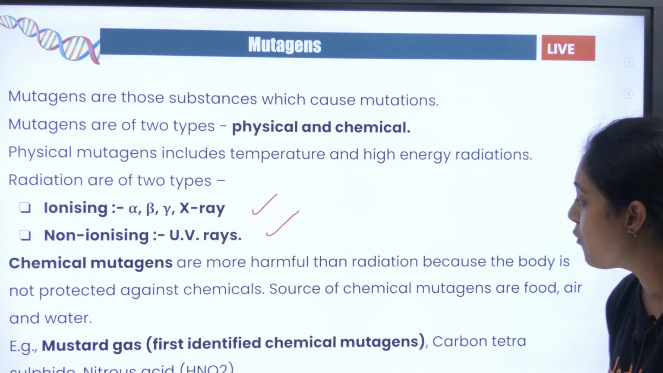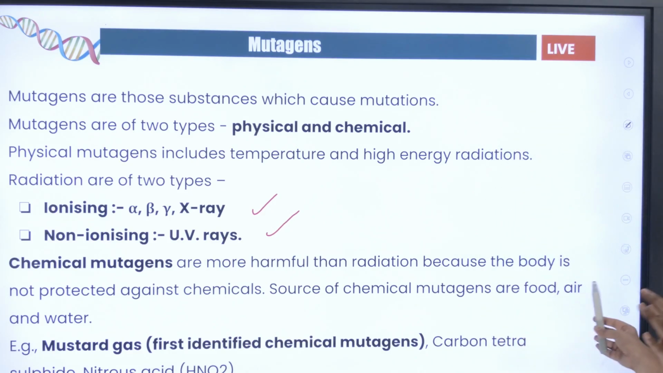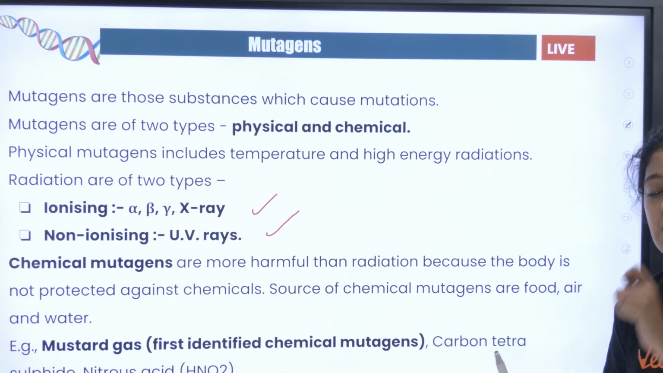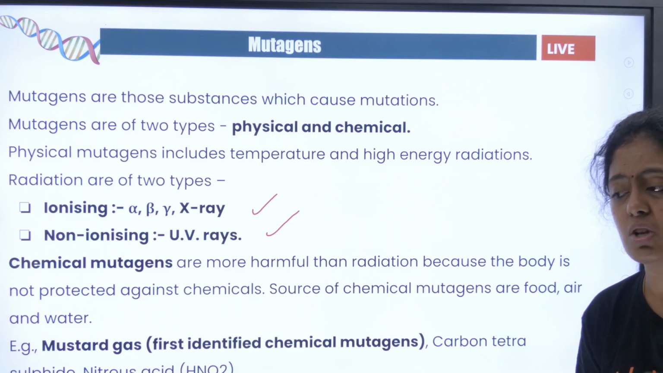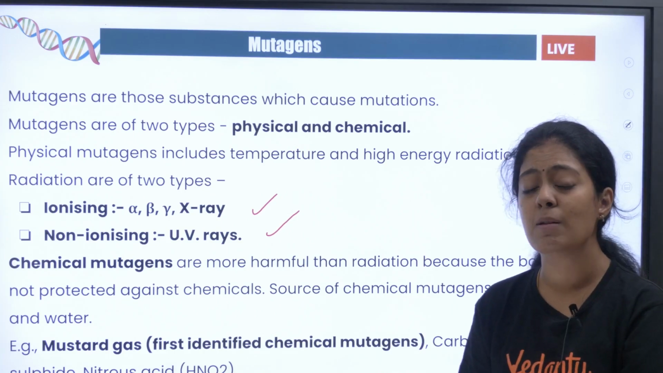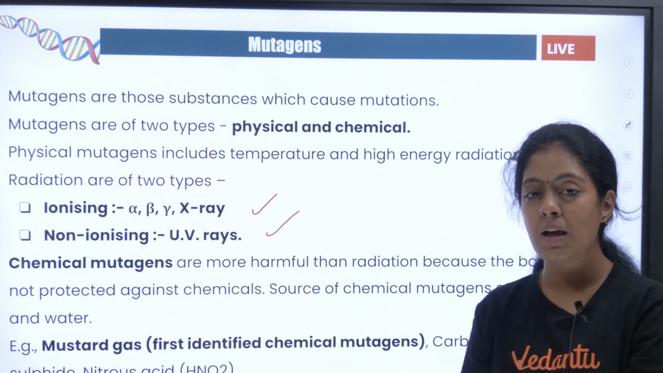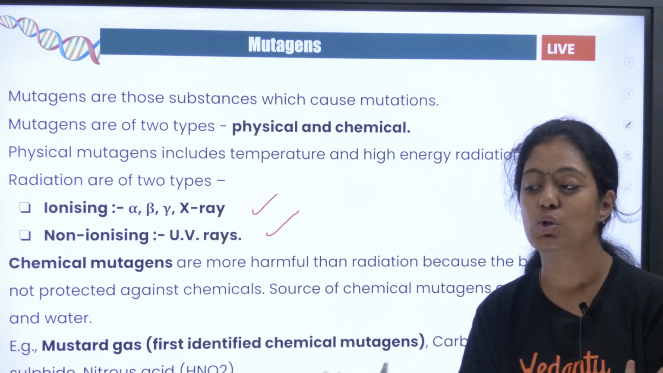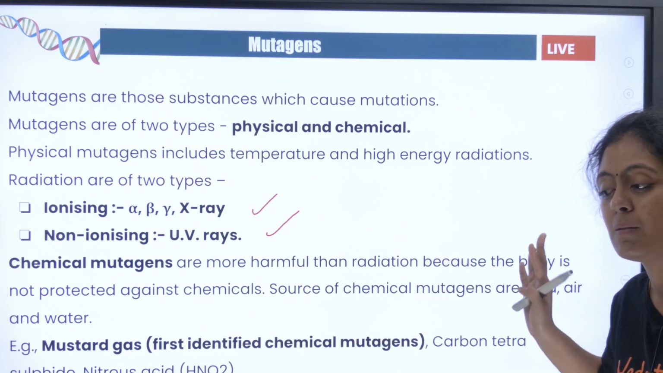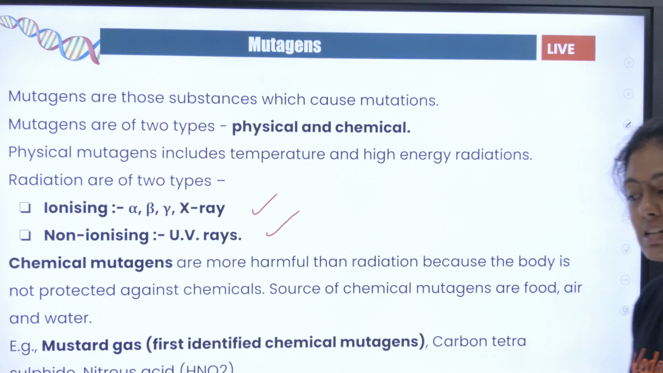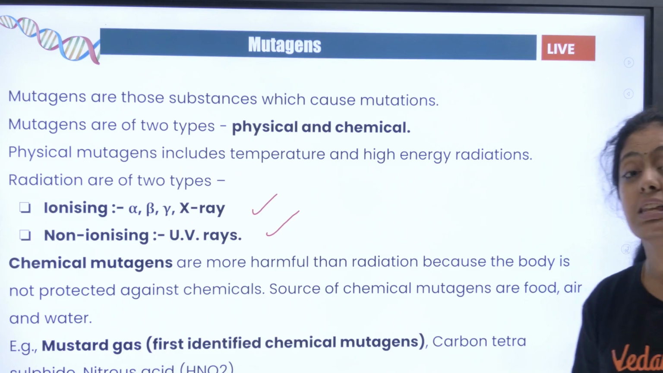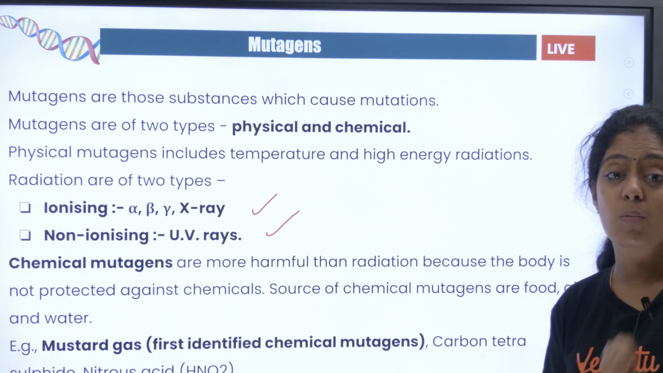They are more harmful than radiation because the body is not protected against chemicals. The sources of chemical mutagens are the food we eat, the air we breathe, and the water we drink. Correct? And also the cosmetics that we apply. Everything that you are exposed to are examples of chemical mutagens. Example: mustard gas, okay, carbon tetrachloride, and nitrous acid. These are some of the examples of chemical mutagens.